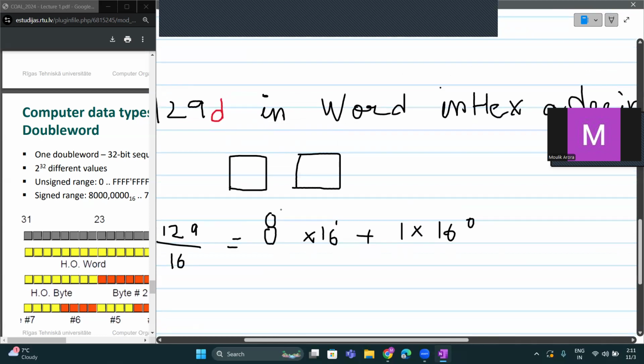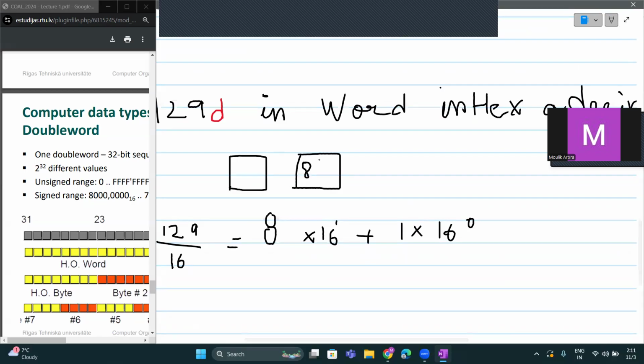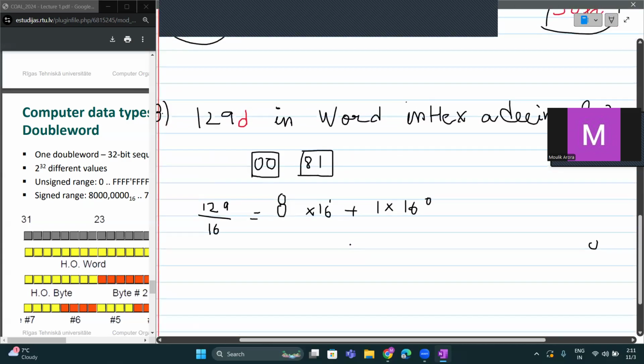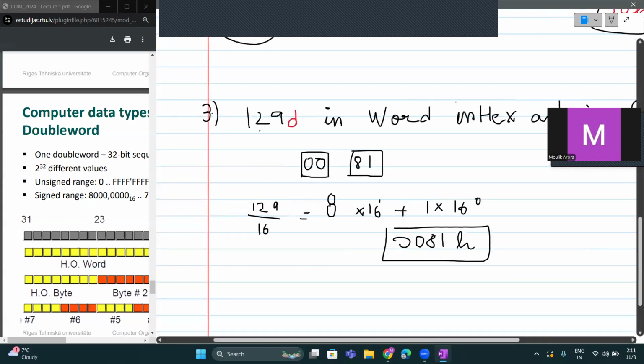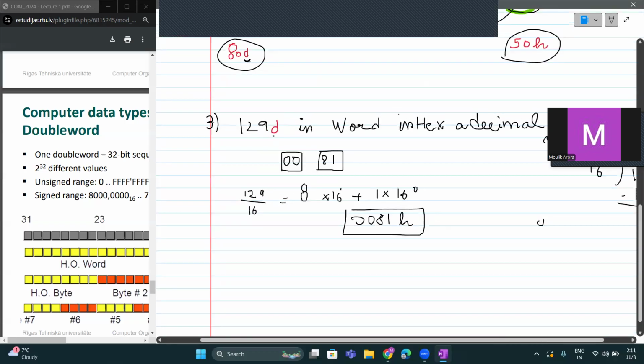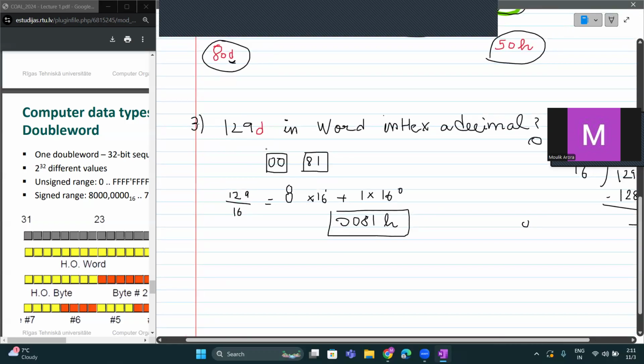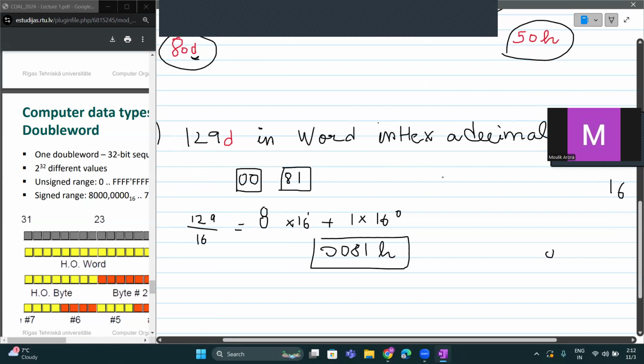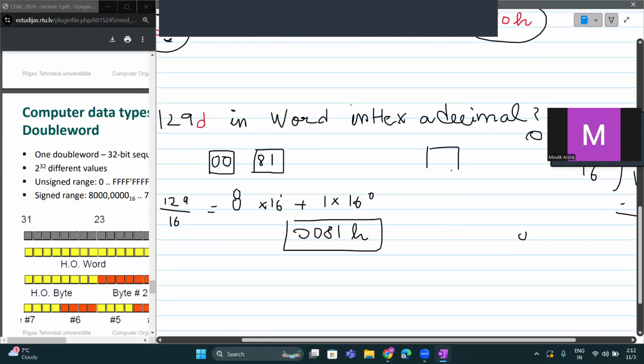So we pick this 8 and we pick this 1, and the rest remains 0, 0. So the answer is 0081H. That's how we convert 129 decimal to hexadecimal in word. And if it was in just a byte, we would just write it as 81.